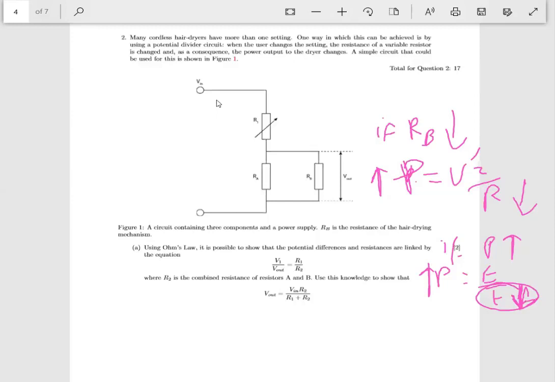Okay, if you decrease the value of RB, then as you see, RB is connected in parallel to RA. So does it affect R2? What's R2? R2 is the parallel resultant resistor of RA and RB.